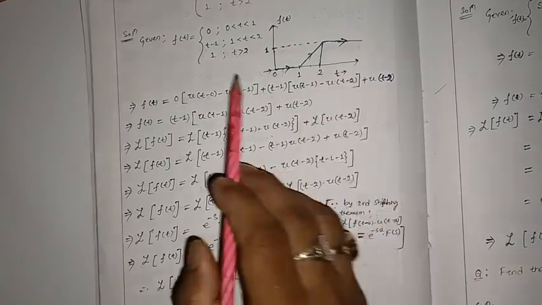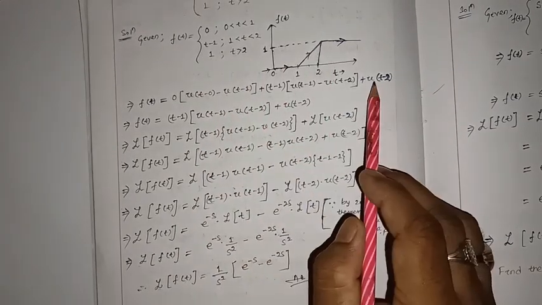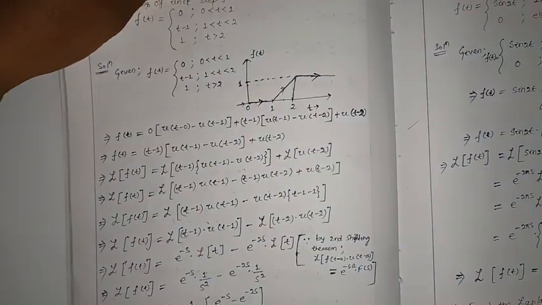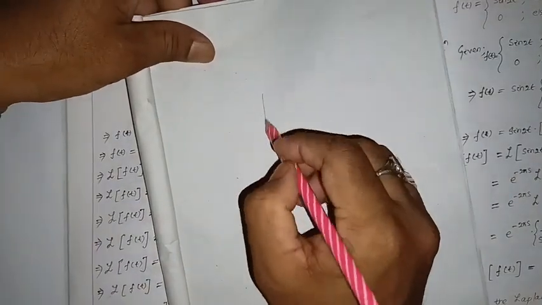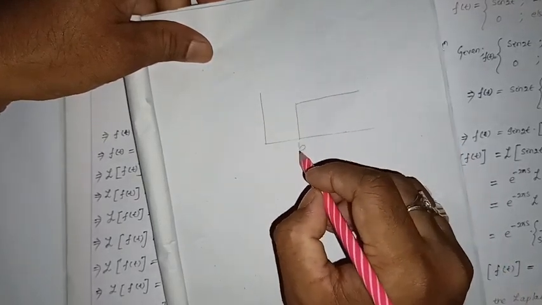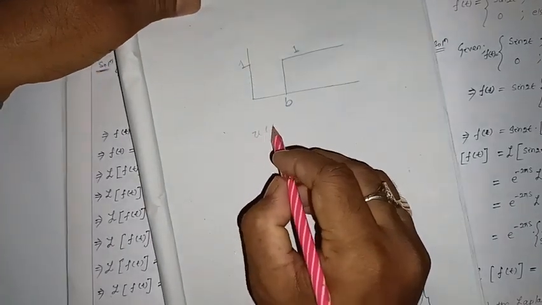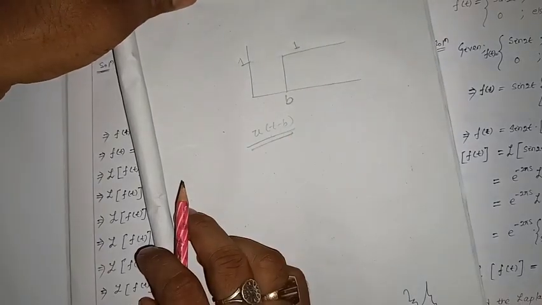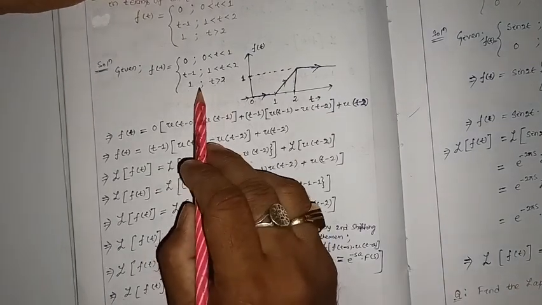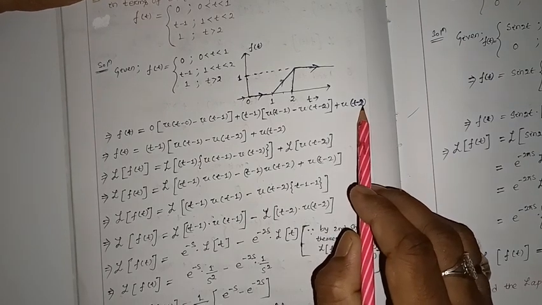Then after 2 the value is 1. This can be represented as u(t minus 2). We already discussed that for this type of function, if after b the value is 1, then this is nothing but u(t minus b), the unit step function that we know. So here the third one, after 2 the value is 1, can be represented by u(t minus 2).